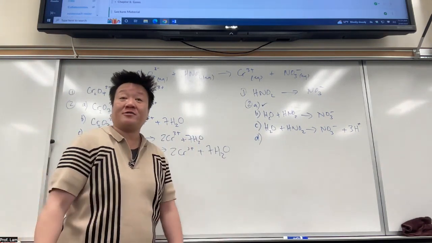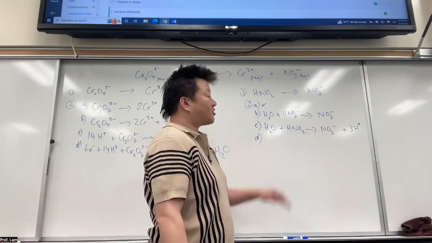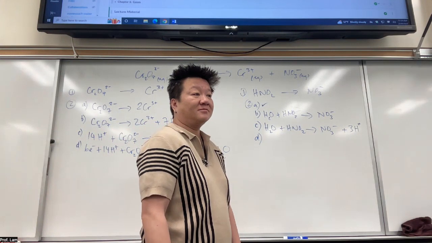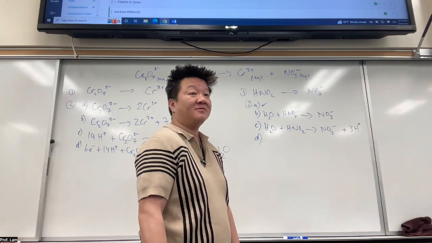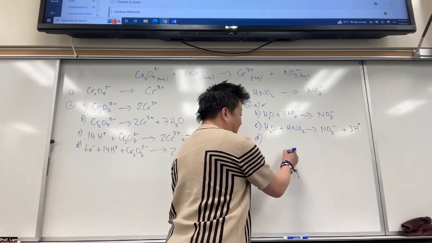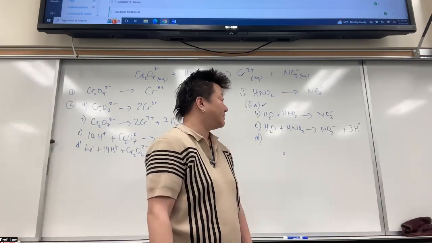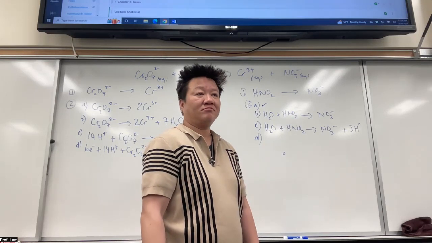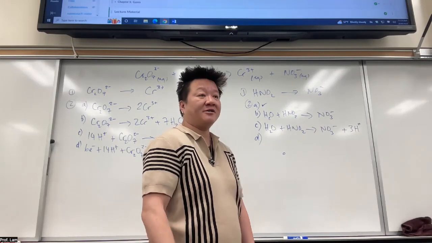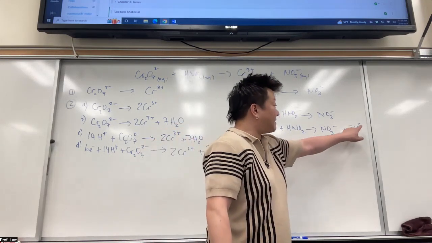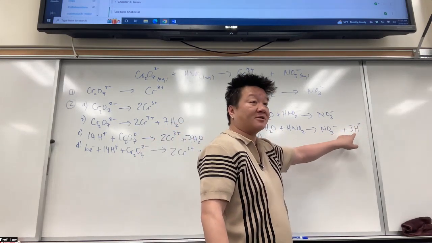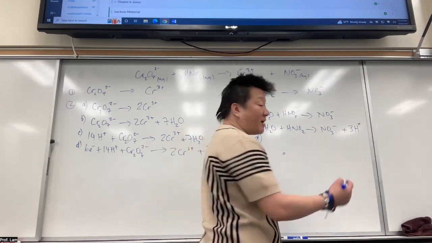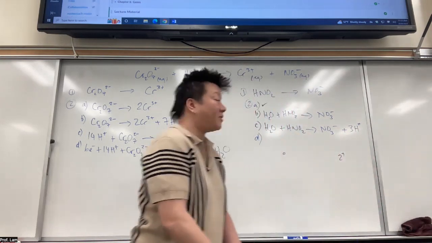Now we balance the charge. Okay. Net charge on the left side, everybody. What's the net charge on the left side? Yeah. What's the net charge on the right side? Yeah. How can you tell? 3 times plus is 3 plus, right? And this is just 1 times minus. So 3 plus and a 1 minus is 2 plus.